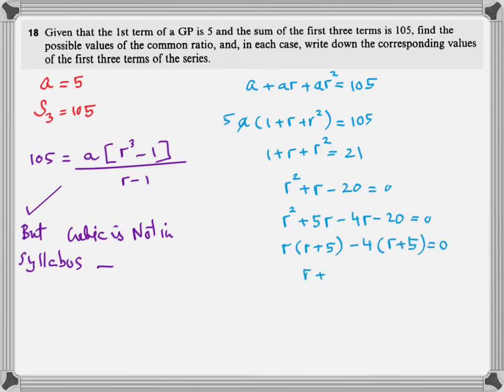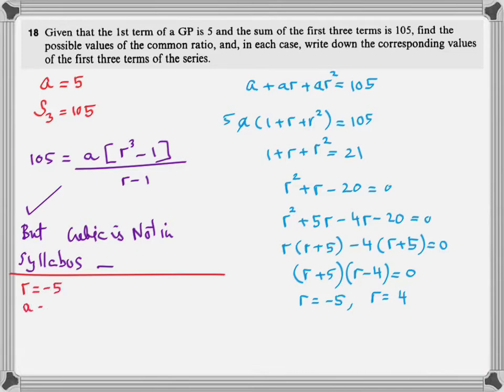You get 2 values of R and both values are acceptable, because the examiner already suggested that you have to find the possible values of R. So R comes out to be -5, and R comes out to be 4. Now keep in mind that there is one value of A but 2 values of R. That means you have 2 possible series. The first possible series is A is 5, R is -5. So you get these 3 terms.